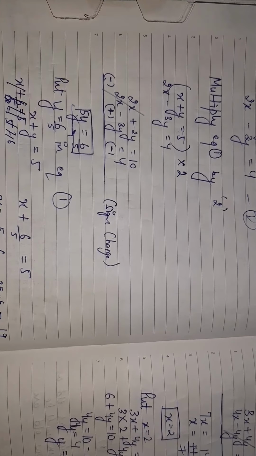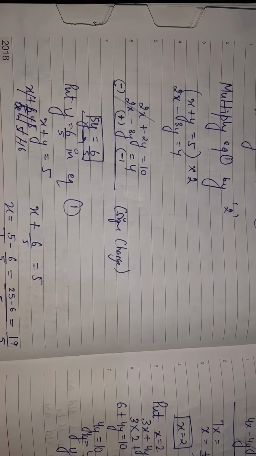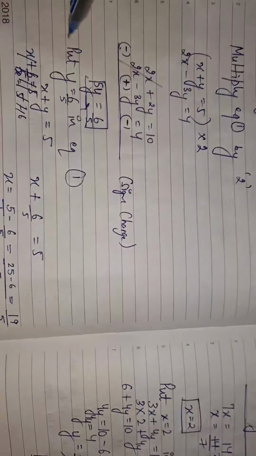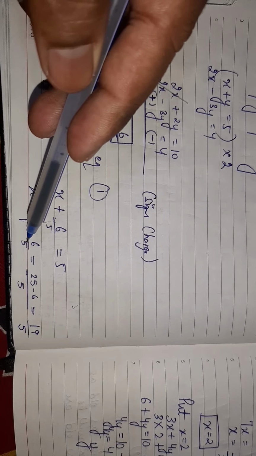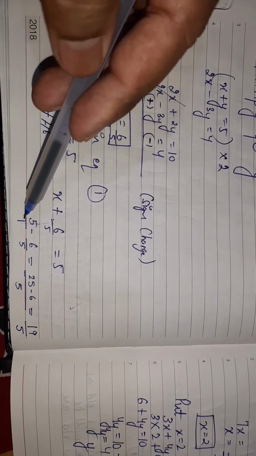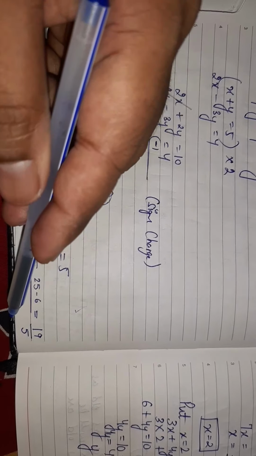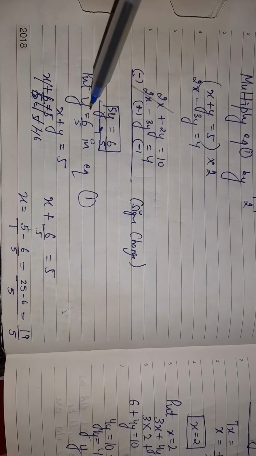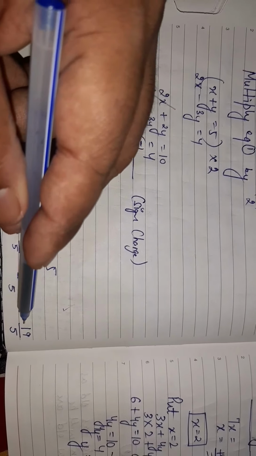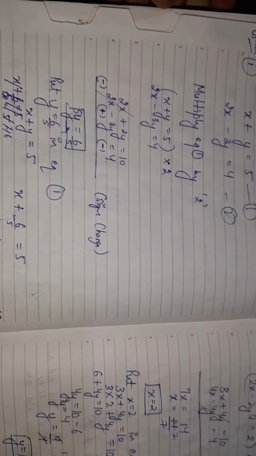x plus y is equal to 5. On the place of y, put 6 upon 5. Just bring this 6 upon 5 to this side. It will become minus. Take the LCM. Answer is 19 upon 5. y was 6 upon 5, x is 19 upon 5. Got it?